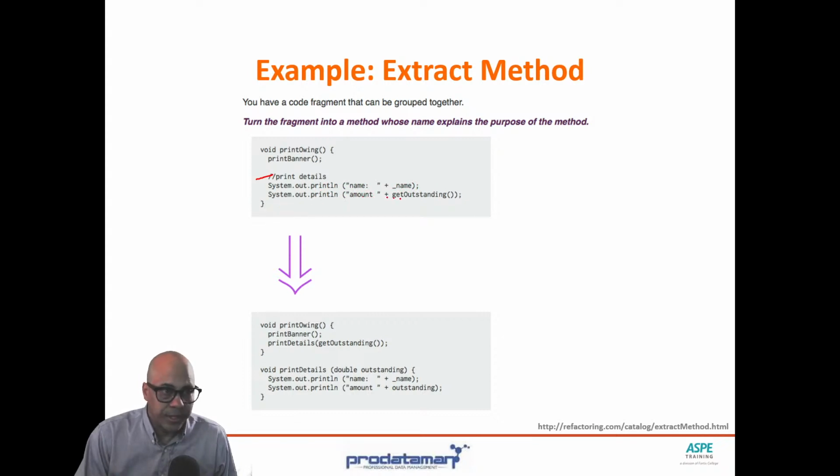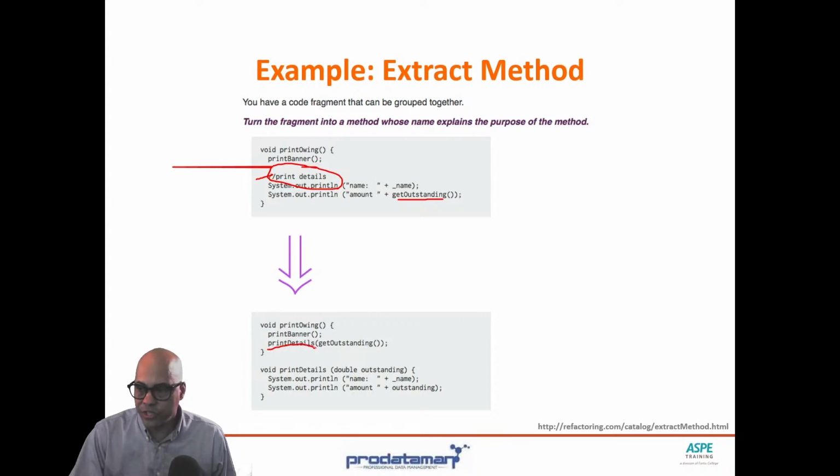System.out.println amount plus the get outstanding function results. That's what it means to print details. So instead of having to put this comment in and having these 2 lines of code, we can extract method and give the method the same name as the comment, because the comment is describing our intent. The same way the comment describes our intent, the function name can describe our intent.